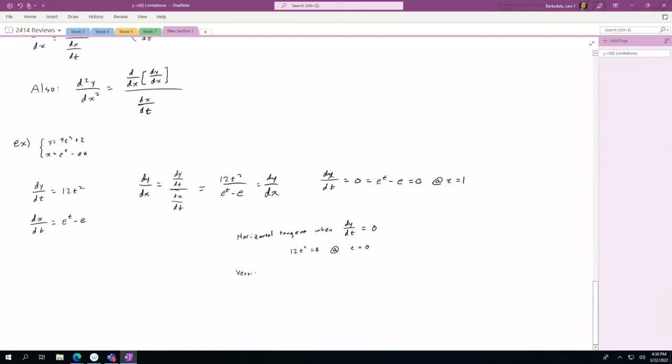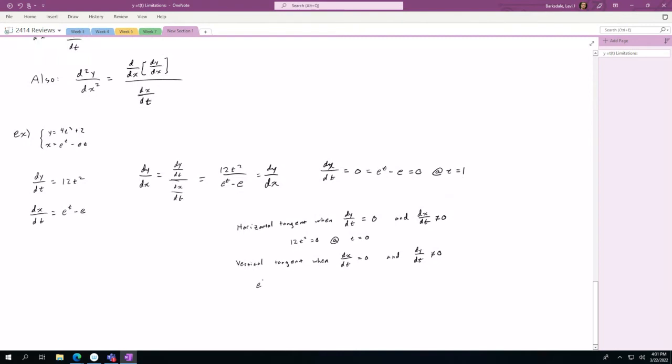Now, similarly, we have a vertical tangent. Sorry, again, just reiterating that dx/dt cannot be 0 at a horizontal tangent. But we do have a vertical tangent when dx/dt is equal to 0 and dy/dt is not equal to 0. So in this case, we have dx/dt equal to 0 at t = 1, because that would get us e^1 - e equal to 0. So we have a vertical tangent at t = 1.